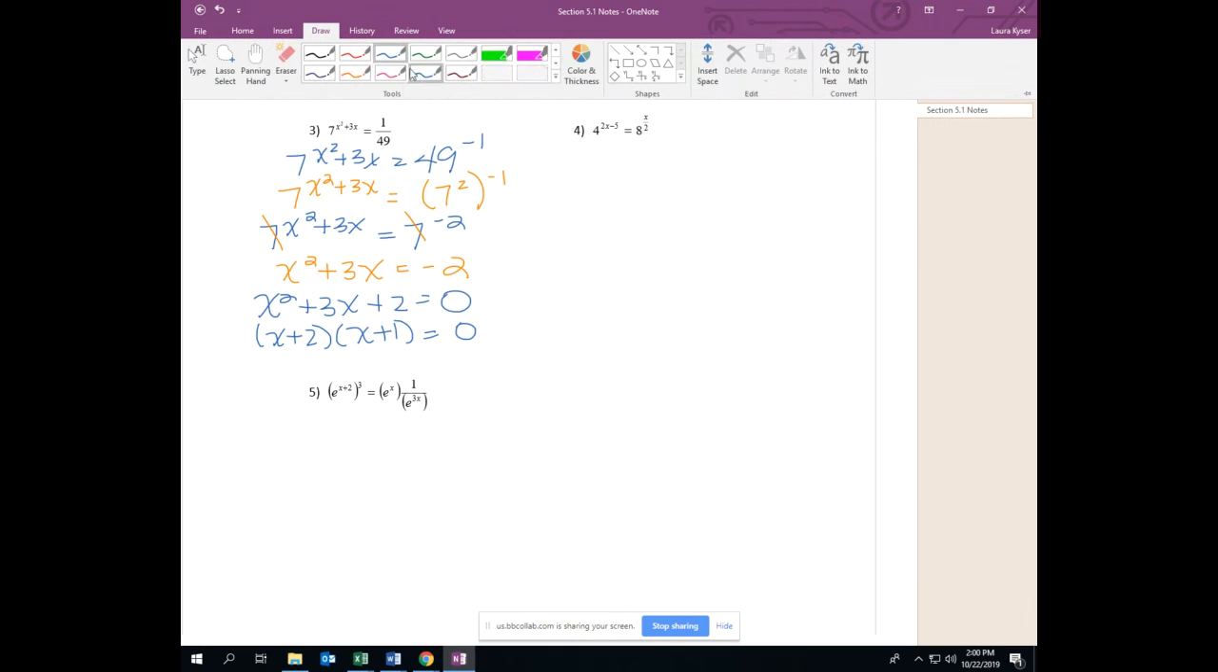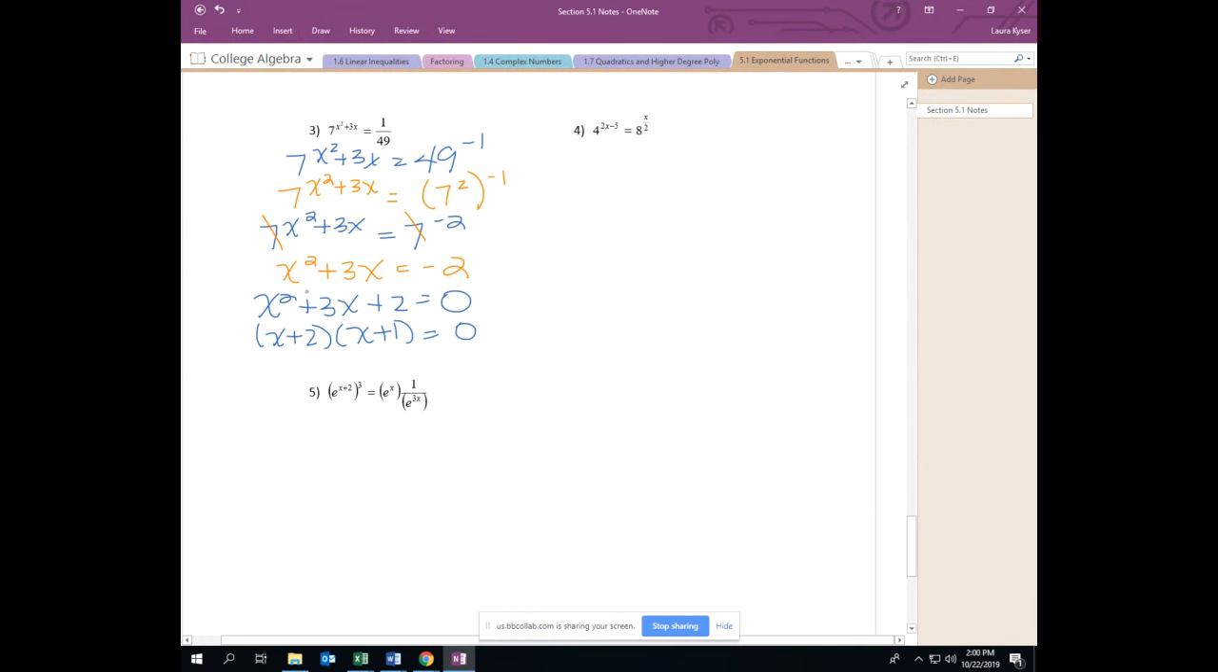And then for my solution, set each one equal to 0. So if x plus 2 equals 0, then x would be negative 2. And if x plus 1 equals 0, x would be negative 1.